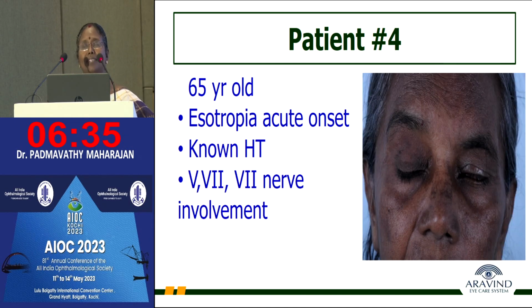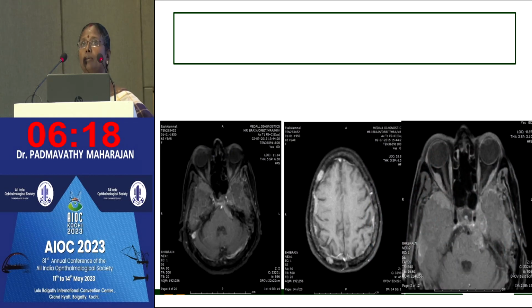I think there was associated 5th, 7th, and 8th nerve involvement, which was suggestive because it was not isolated. When it is a multiple cranial nerve palsy, you have to image the patient. So the imaging was a surprise, where it was suggestive of multiple metastasis. You can see the metastatic lesions in the cranium as well as in the muscle belly.